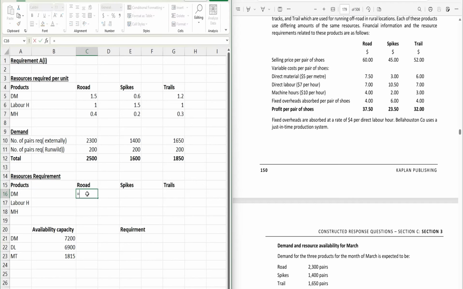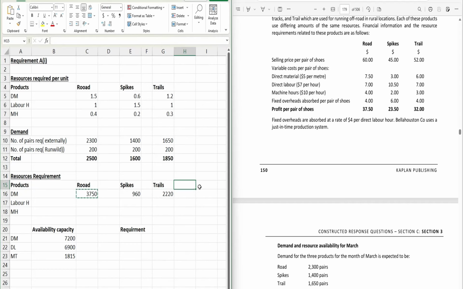So we need 1.5 per unit and how many units are we producing? 2500, isn't it? Just wait. We need to calculate for all of the products, not only for the road. So here we will calculate the total amount that we need. So here is the total.